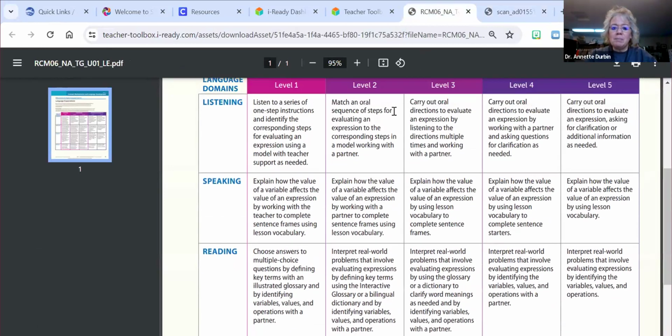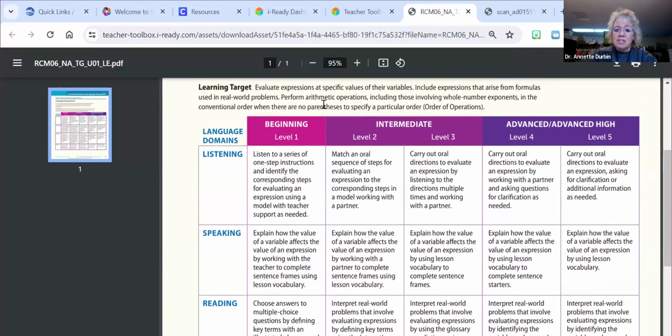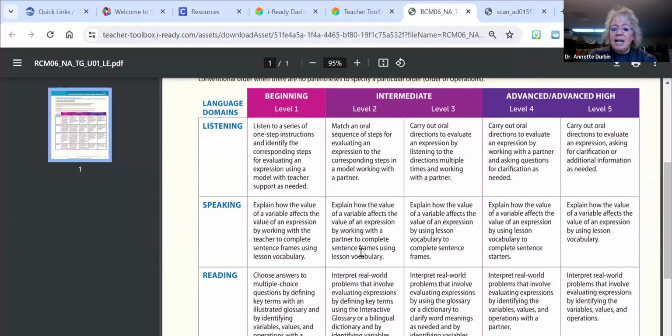So in your math class, what does this look like? We are focusing on speaking and we are at level 2. So to meet the specific learning target here, the student is able to explain how the value of a variable affects the value of an expression by working with a partner to complete sentence frames using lesson vocabulary. And we're working to provide supports to move the student over to a 3 so that the student can explain how the value of a variable affects the value of an expression by using lesson vocabulary to complete sentence frames, okay?